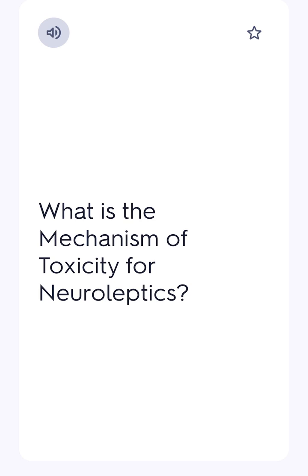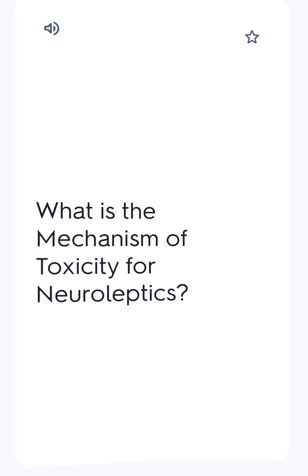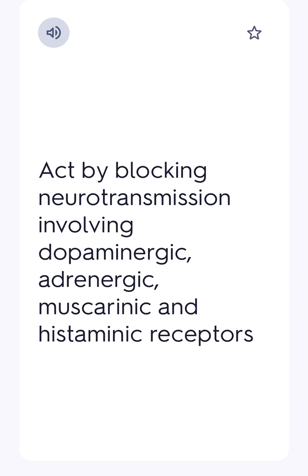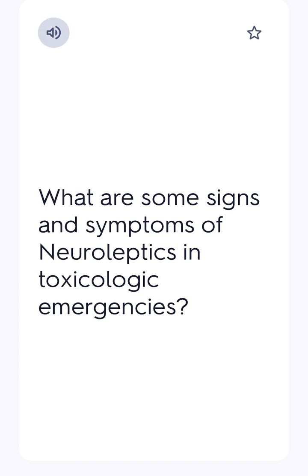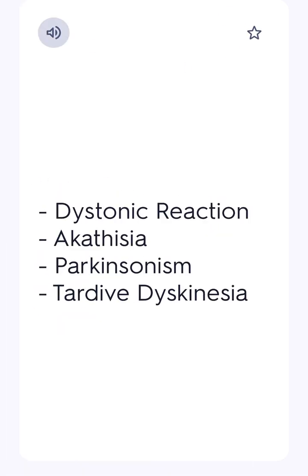What is the mechanism of toxicity for neuroleptics? Act by blocking neurotransmission involving dopaminergic, adrenergic, muscarinic, and histaminic receptors. What are some signs and symptoms of neuroleptics in toxicologic emergencies? Dystonic reaction, akathisia, Parkinsonism, tardive dyskinesia.